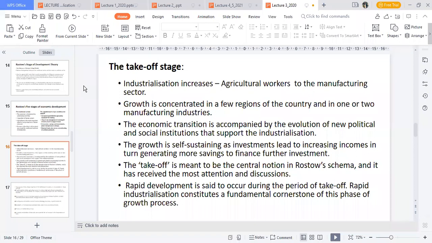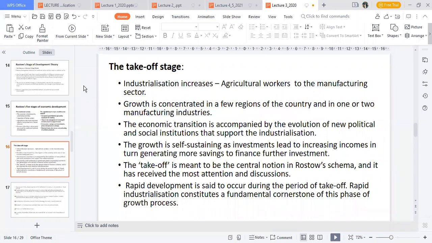The economic transition is accompanied by new political institutions. So there will be institutions that will be supporting the growth. This is where you've taken off. After you start production, people will start moving from the agricultural sector to the industrial sector. You can see that you have industries in a few regions. There are institutions, bodies that provide loans or funding. The growth is sustained as investment leads to increasing incomes, which in turn generate more savings for further investment. As you are doing this, you gain more revenue, which helps you save and even expand what you're doing.